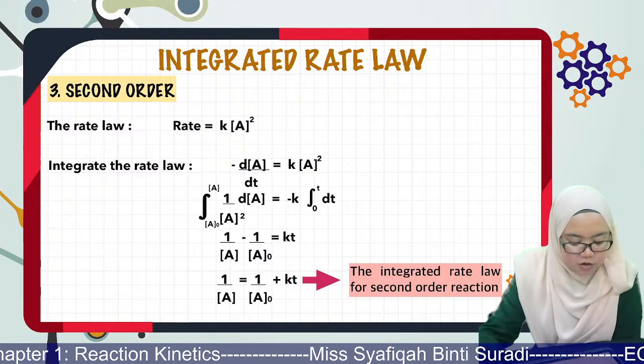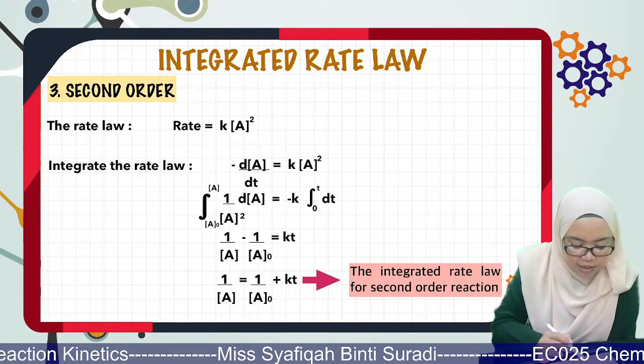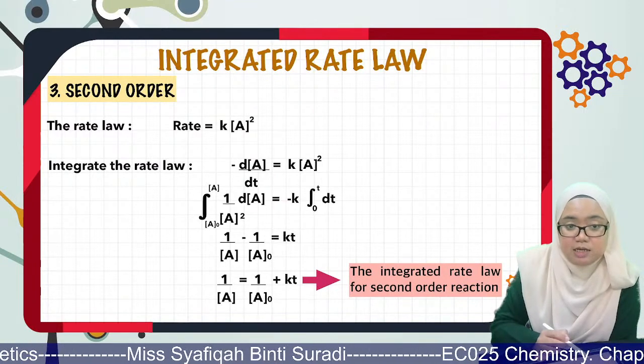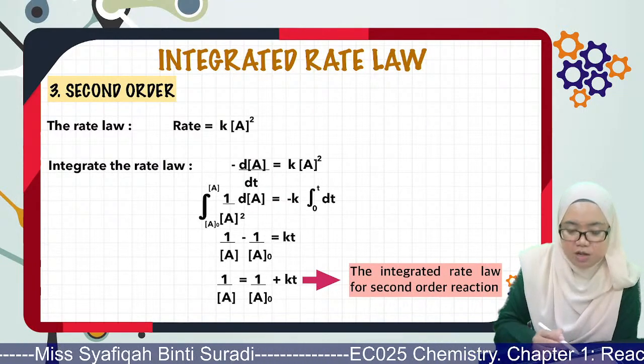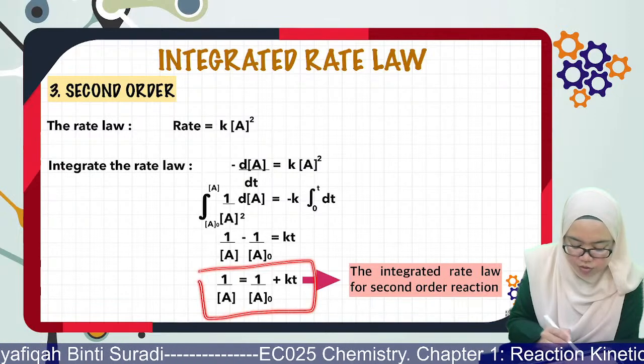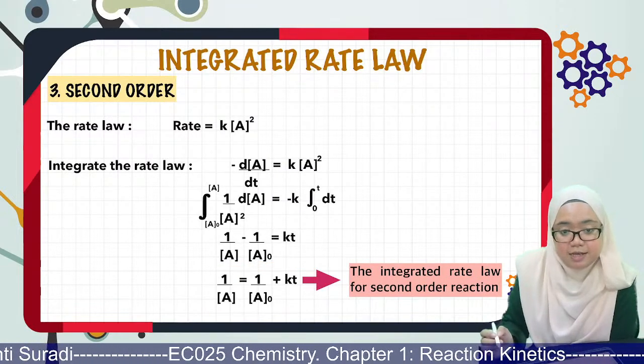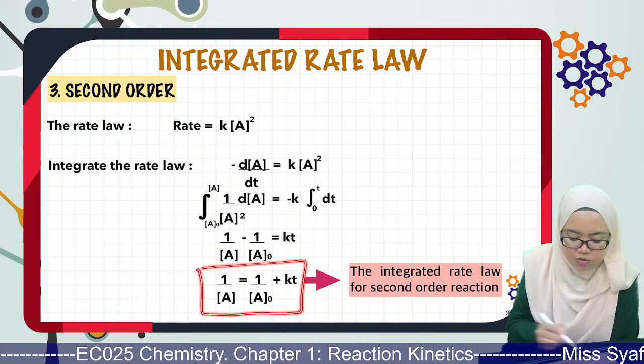Next, kita ada second order. So second order, kita buat benda yang sama. Kita integrate rate law untuk dapatkan 1 over A equals to 1 over A0 plus KT. So this is our integrated rate law untuk second order.